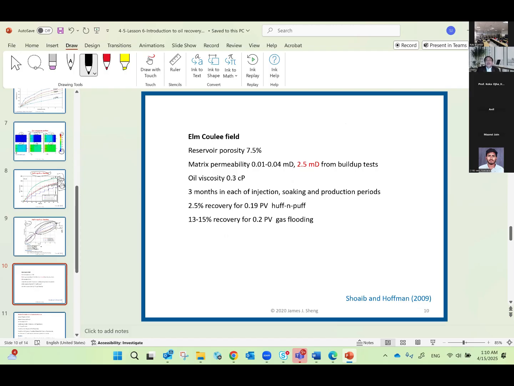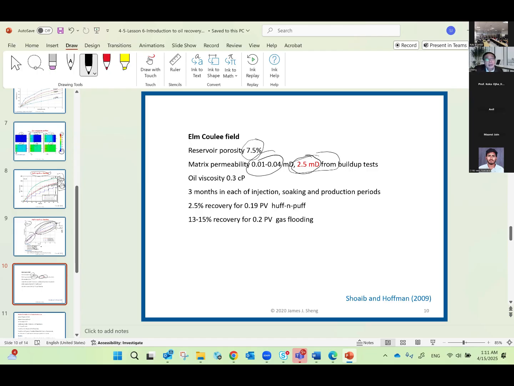All right. So let me give you some field results. In this field, reservoir porosity is 7.5, and matrix permeability is 0.01 to 0.04. And from the build-up test, permeability was 2.5 millidarcy. All right. So what does it mean? That means for the field test, permeability is higher than matrix permeability.